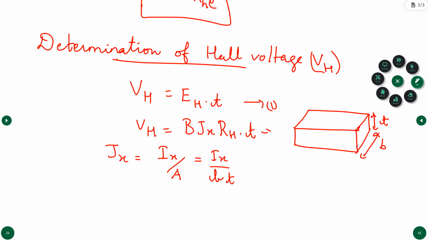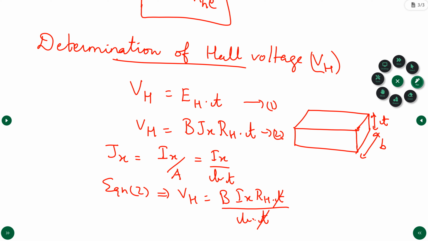So substituting this, equation 2 becomes V_H is equal to B into Ix R_H into t by b into t. So t and t will get cancelled, both representing the thickness. Any doubt on that?